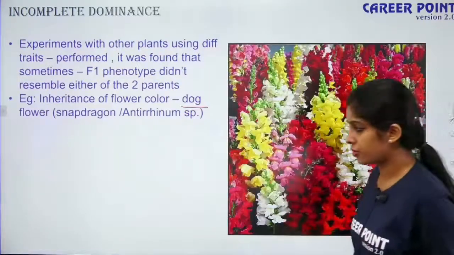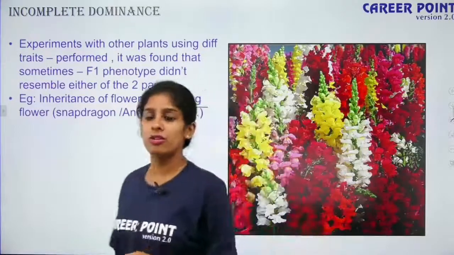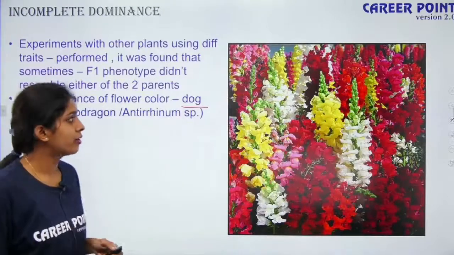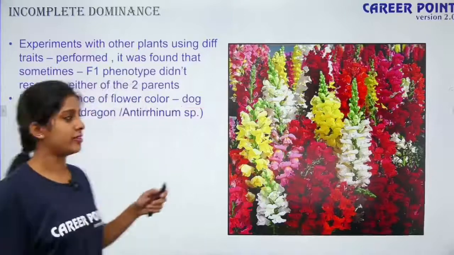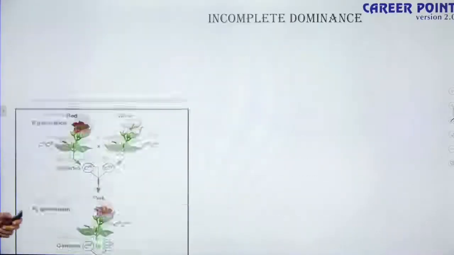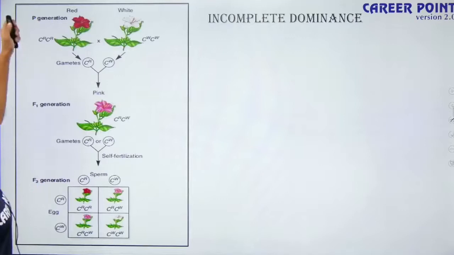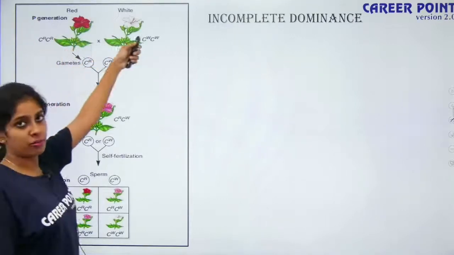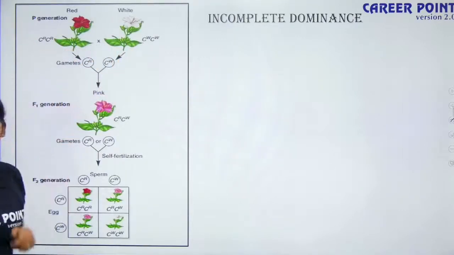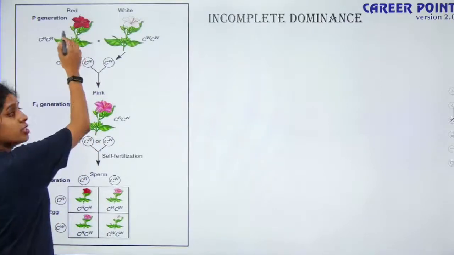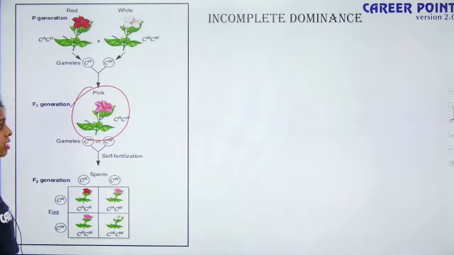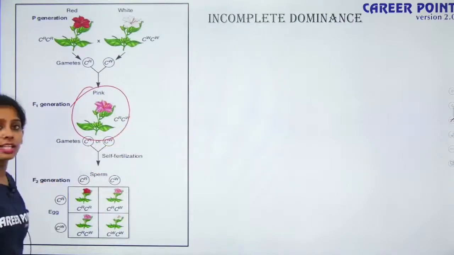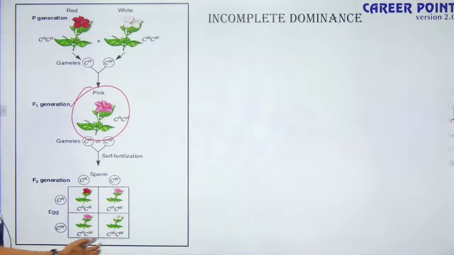Such pretty flowers, right? No one ever knows these are called dog flowers, but they look really pretty and colorful. It gives you a sense of peace, right? Okay. Now here we have the cross. What is incomplete dominance? You have a red flower plant and a white flower plant. When you cross them, you get a pink flower. So it resembles neither of your parents, which is why it's called incomplete dominance. But when you self this with another pink flower, what you get is a combination. That is the beauty of this.